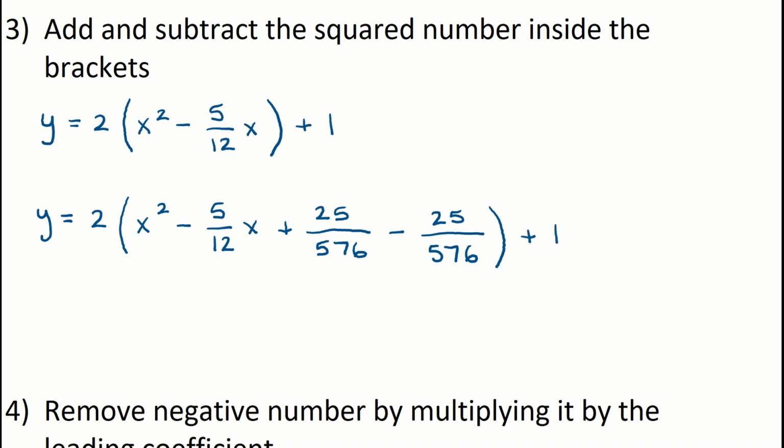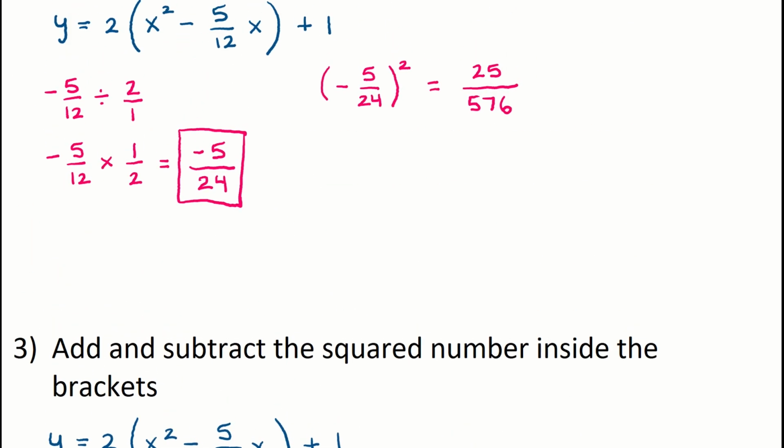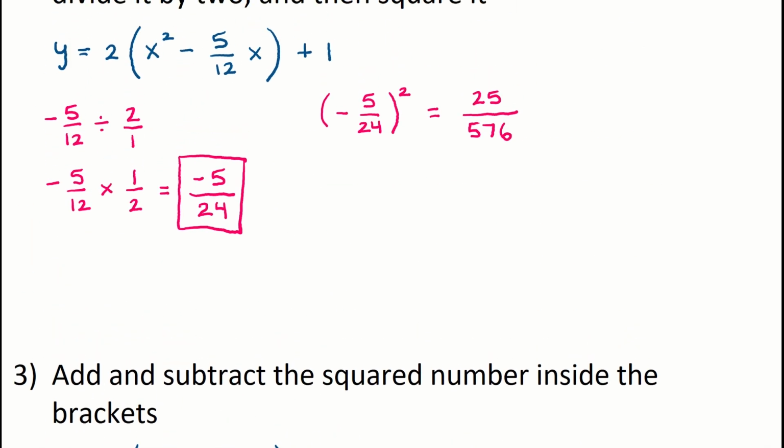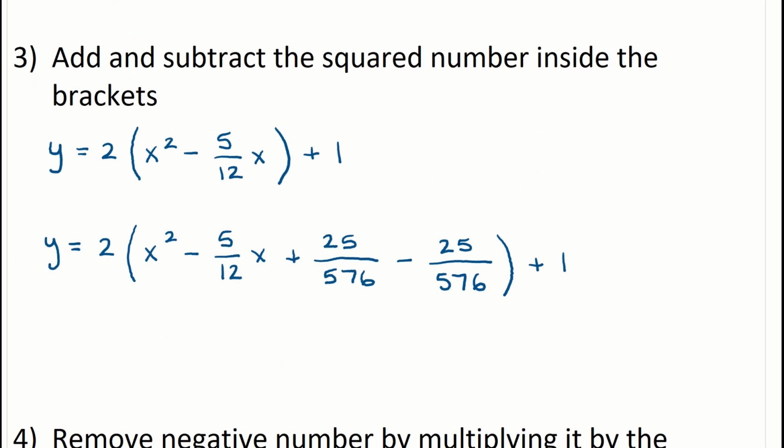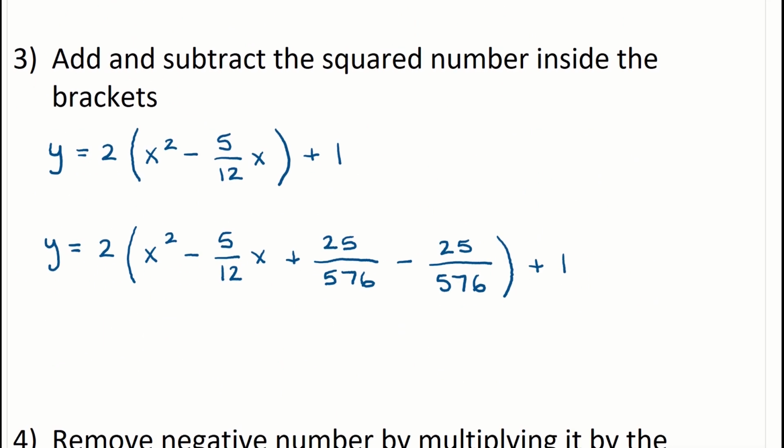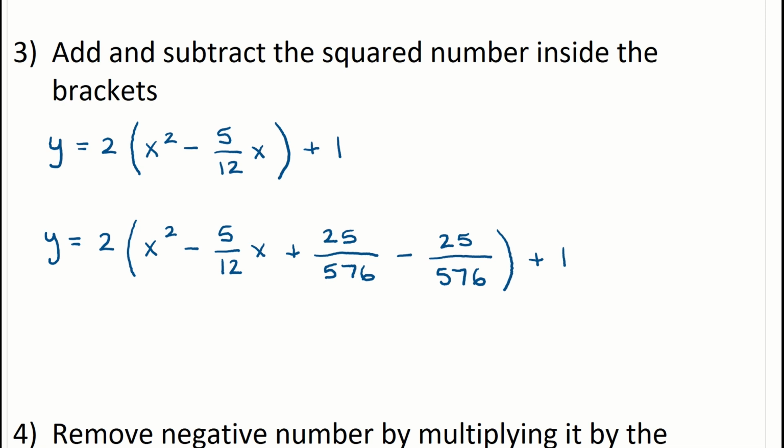So I just took that number from up here, the 25 over 576, and I've added it and subtracted it within the brackets. Perfect. Now let's look at our next step.